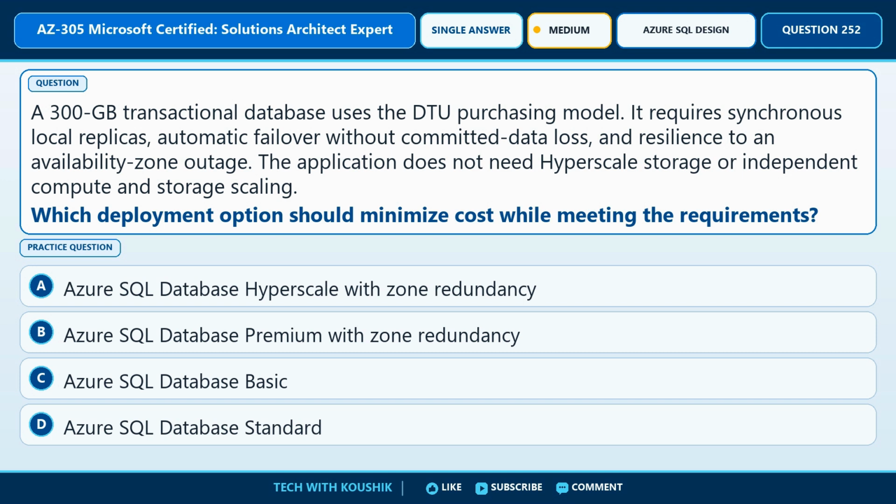Available choices. Option A, Azure SQL Database Hyperscale with zone redundancy. Option B, Azure SQL Database Premium with zone redundancy. Option C, Azure SQL Database Basic. Option D, Azure SQL Database Standard.